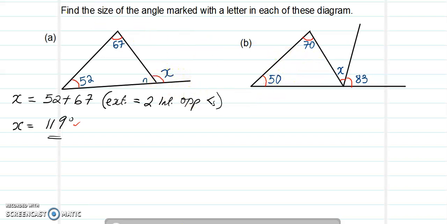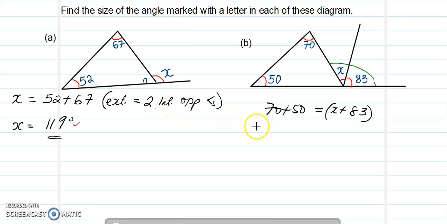Okay, let's quickly solve this last one. In this case, we can see that this exterior angle is being divided into two. But you note that from here to here are all exterior angles. Only this is the interior angle. And we note that the exterior angle is equal to the sum of the two opposite interior angles. The exterior angle we have here is 70 plus 50, and the interior angle is x plus 83.